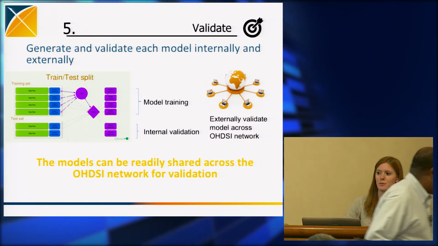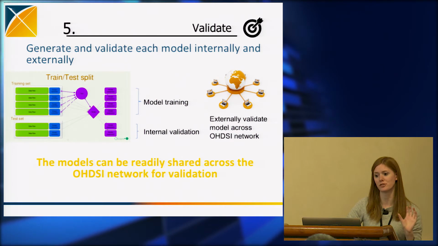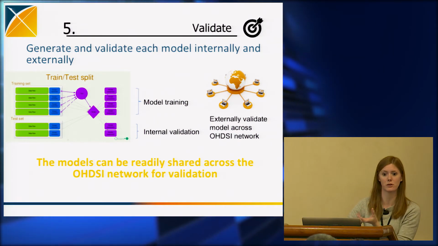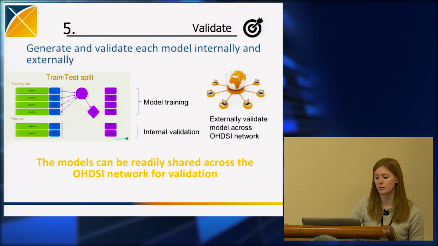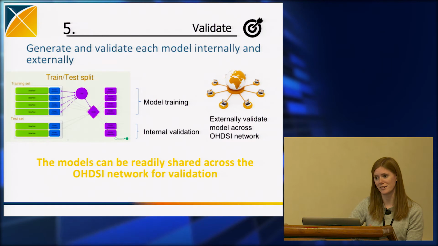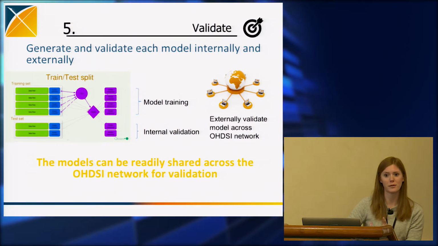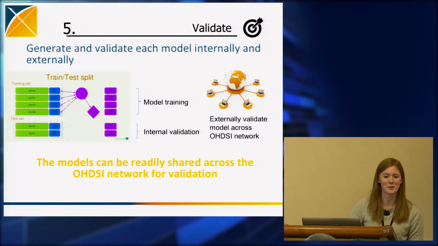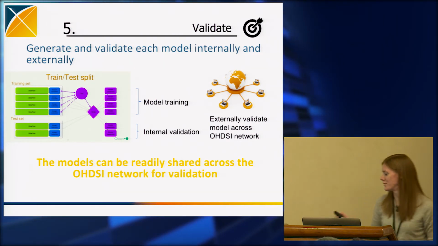But then we actually provide code that enables you to very readily run these models across any data set that is in the common data model format. So you can externally validate it very quickly across our network, which is a big advantage because the way models are done at the moment, it can often take up to 3 years before a model gets externally validated. And I think we can improve that quite a lot. So that's a good thing to go into.